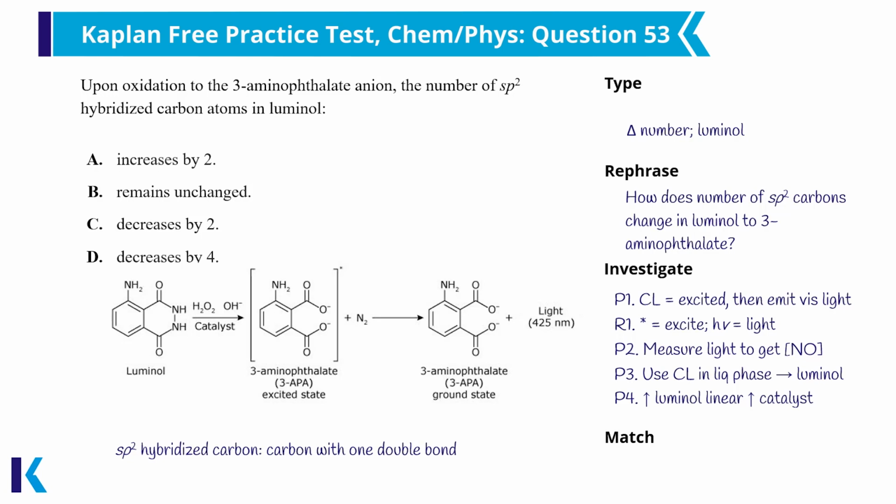Looking at luminol, I can see that there are double bonds around this aromatic ring as well as the carbonyl groups, so counting them up, I have 8 sp2 hybridized carbons. If I were to compare it to 3-amino phthalate, I can see that those specific carbons don't change and no others are introduced. So there are still 8 sp2 hybridized carbons. The other form of 3-amino phthalate is exactly the same, just relaxed, so no need to compare it to the third molecule. No change in carbon hybridization, which makes answer choice B correct.